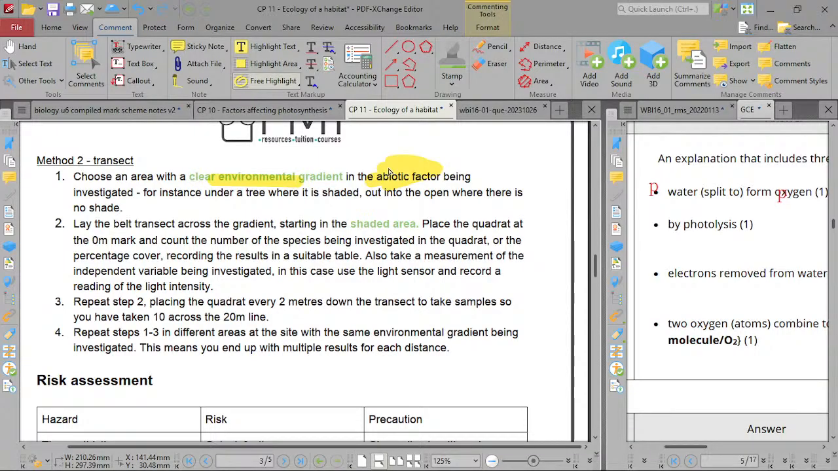So that means we will have taken 10 samples across the 20-meter belt. And then we repeat steps 1 to 3 in different areas of the site with the same environmental gradient being investigated. This means that you end up with multiple results for each distance.